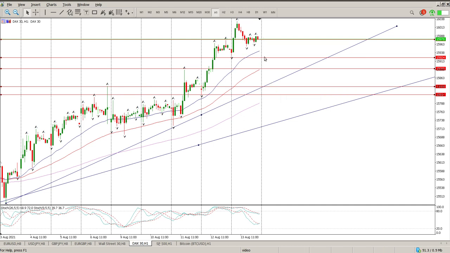However, if you bounce off this area and you move up, then I suspect you're probably going to start forming a range up at that level. So that's kind of my view at the moment. I'm really just looking to buy at the moment. We have broken structure fairly strongly.